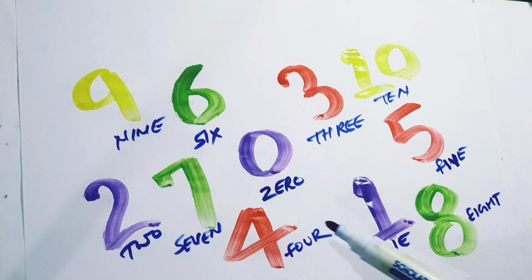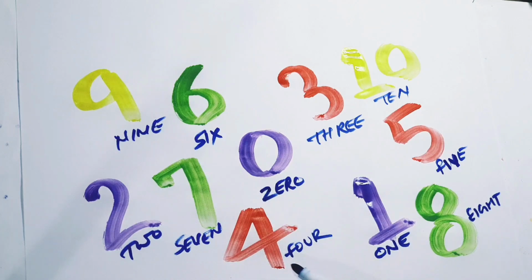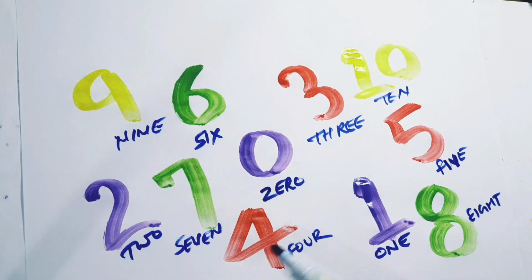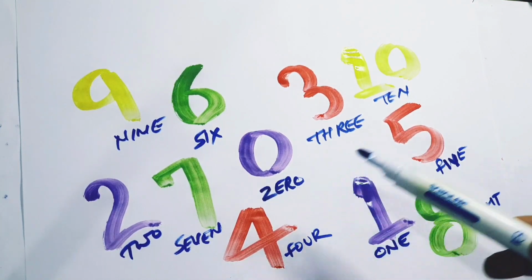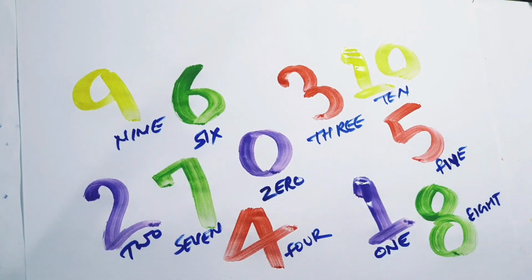0. Zero. 1. 1. 2. 2. 3. 3. 4. 4. 5. 5. 6. 6. 7. 7. 8. 8. 9. 9. 10. 10.